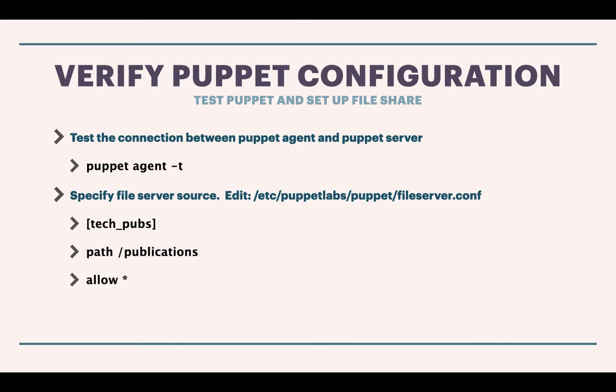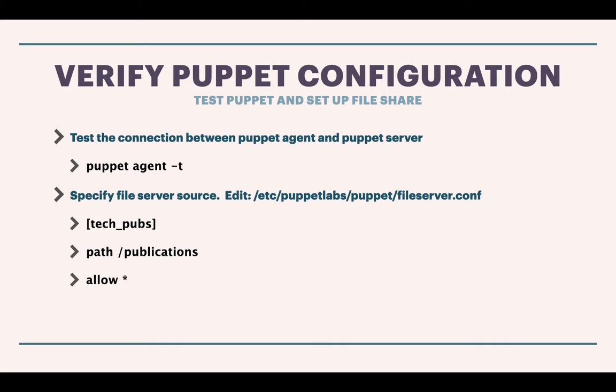Now, in this example, we're going to be copying over files from one location on the server to a specified location in the Puppet agent. The location that you want to copy the file from, I'm going to refer to it as techpubs right here. And then the path will be the root folder, then a folder called publication under that. And allow asterisk just says allow all files and folders within that path.